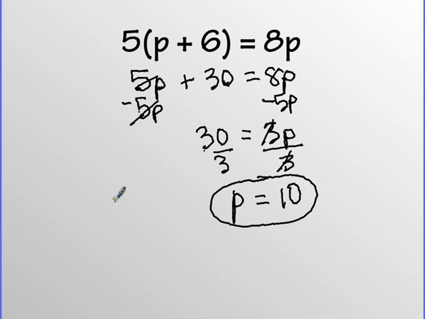I want to make sure that I'm right though, so I'm going to come back up here and just double check. I have 5 times 10, which is 50, and 5 times 6, which is 30. That gives me a total of 80 on the left-hand side. On the right-hand side, 8 times 10 also gives me 80. Since both sides are equal, I'm ready to move on.